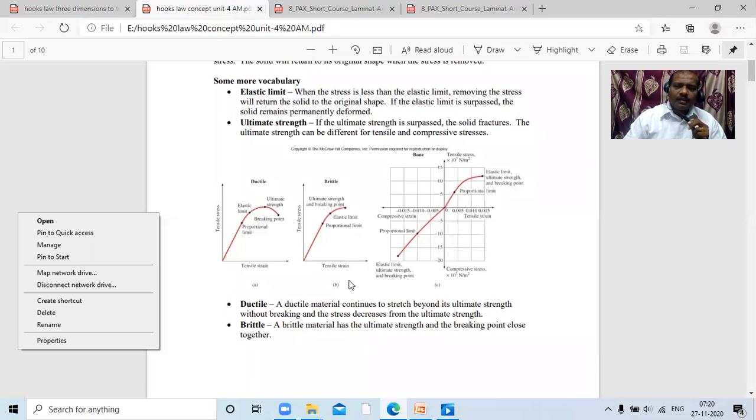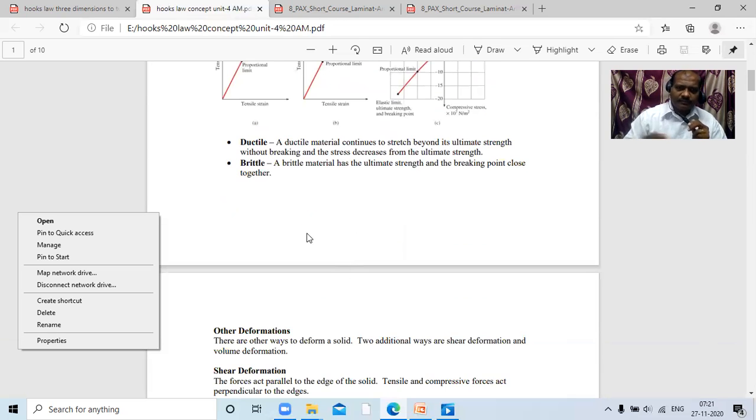Next, we have taken 3 definitions: elastic limit, proportionality limit, and ultimate strength. Next one is ductile, which you have already learned. A ductile material continues to stretch beyond its ultimate strength without breaking, and the stress decreases from the ultimate strength. So for a ductile material, beyond its ultimate strength, the stresses are going to decrease. That we can observe for a ductile material.